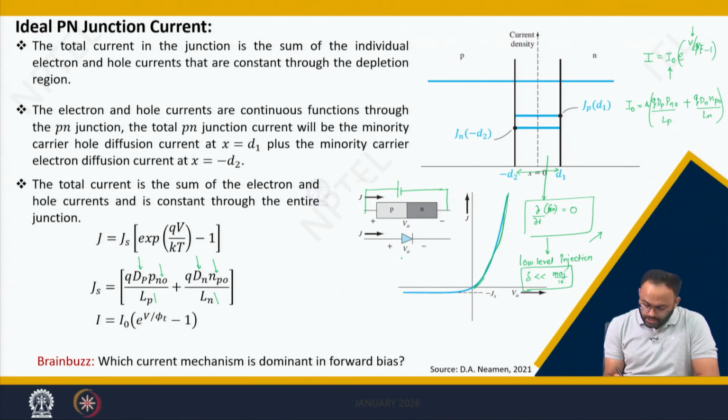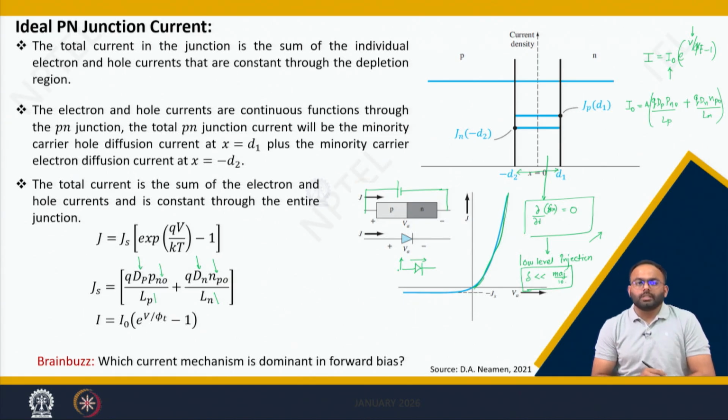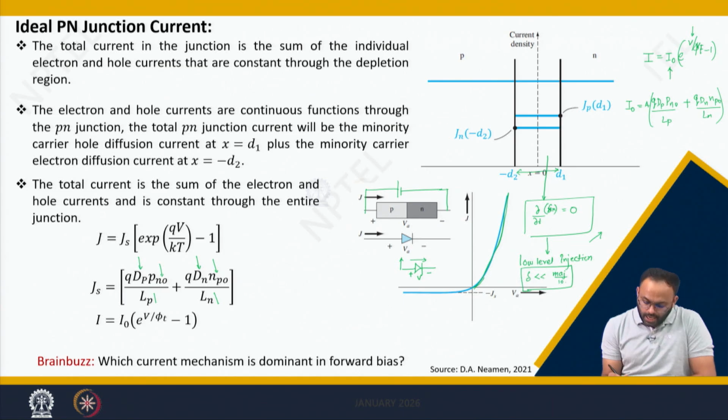The circuit symbol of the diode is given by this, which simply says that it allows current in one direction but does not allow current in the other direction. This property is called rectification. Here we are applying a voltage V and it gives rise to a current in one direction. Let me conclude with the diode current equation as I equals I naught e to the power of V by phi t minus 1.